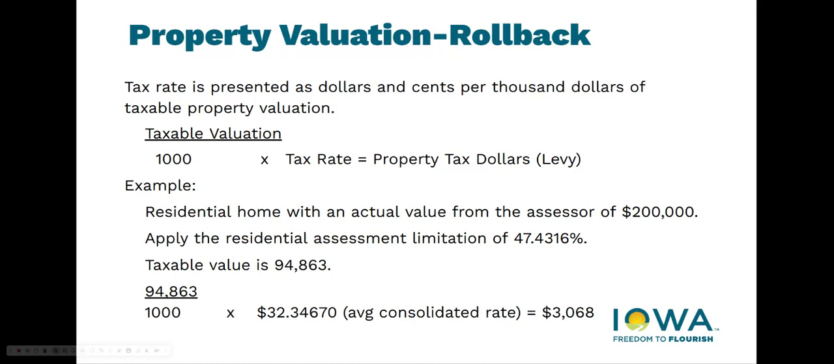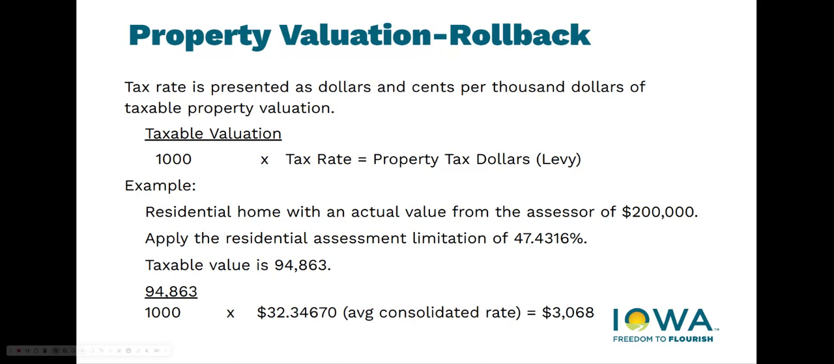So, in a city, for instance, they would add together all the taxable value within their borders, divide that by 1,000, and multiply it by whatever their tax rate is. Say it's $8.10. And that would arrive at their property tax revenue in a very simplified form. So let's give a particular example.